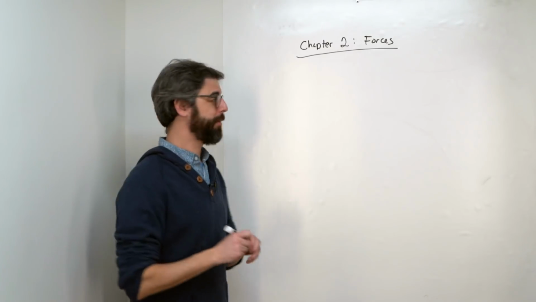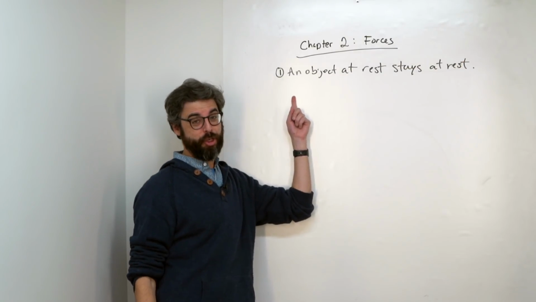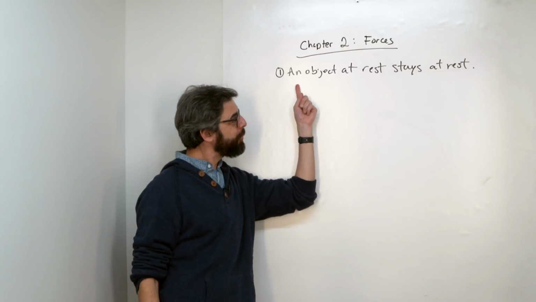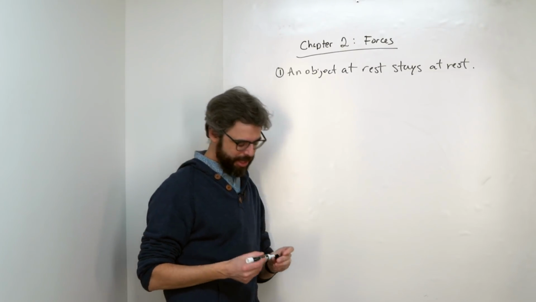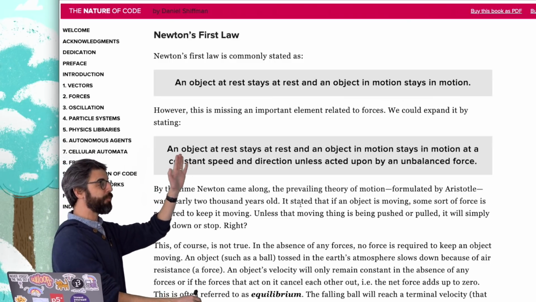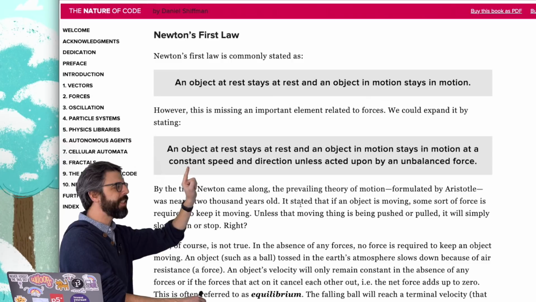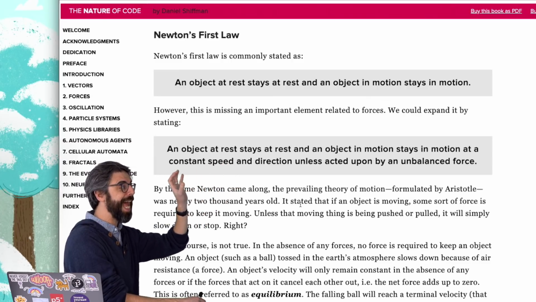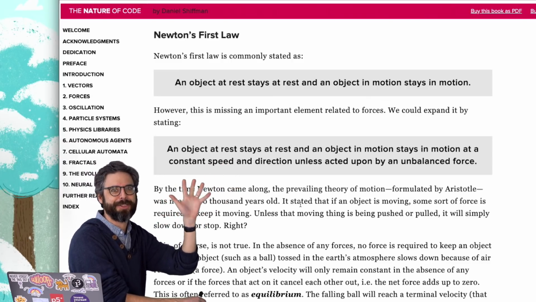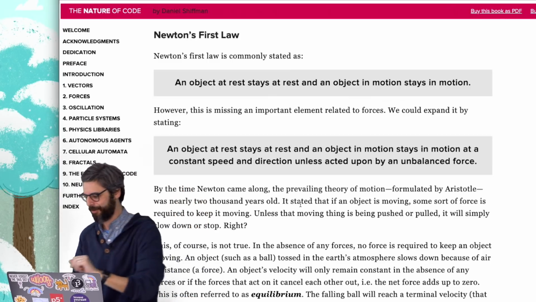Law number 1. This is how it is often referred to most informally. An object at rest stays at rest. However, a more accurate statement of this might be an object at rest stays at rest and an object in motion stays in motion at a constant speed and direction unless acted upon by an unbalanced force. So that's a bit of a mouthful, but let's unpack that for a moment.